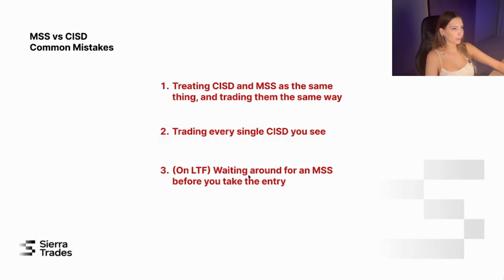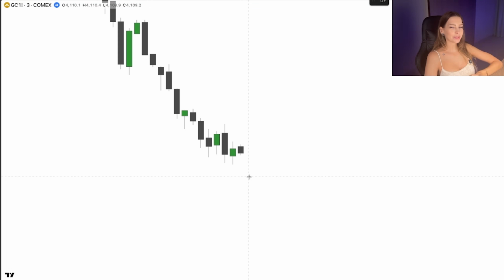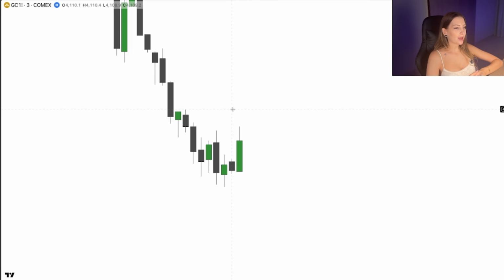So to put it simply, MSS is the most reliable of the two overall, but I still use the CISD constantly, just with a lot of confluence behind it. So it's the very last piece of the puzzle for me. It's not a whole idea on its own, and that's why it works so well when the full narrative is already supporting the idea. Now, these examples are going to prove how the CISD on its own means absolutely nothing, and why you should always have the narrative supporting your idea. Here we are on gold on a random chart on the 3 minutes.